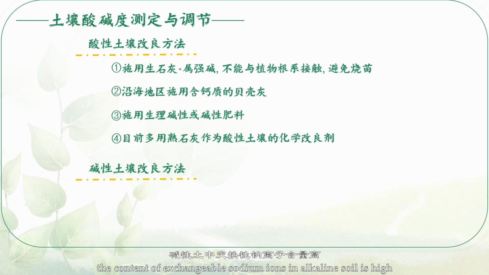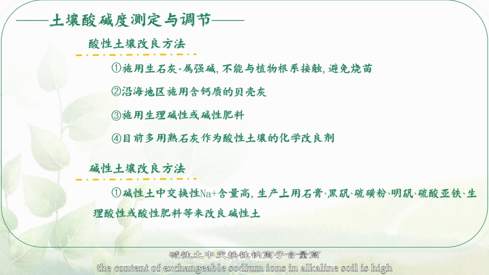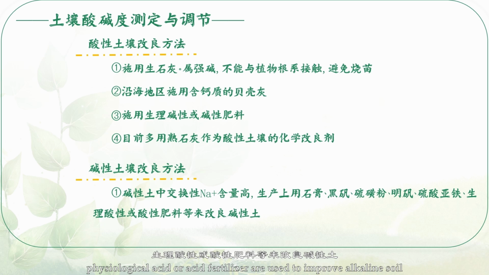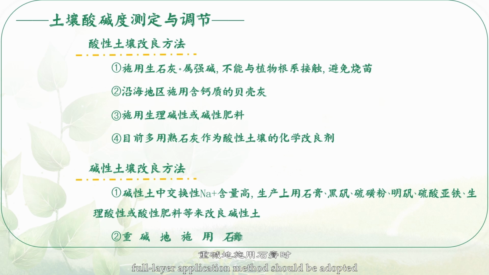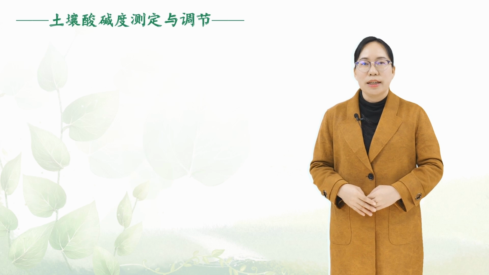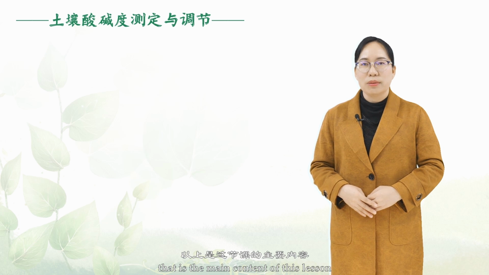2. The content of exchangeable sodium ions in alkali soil is high. In production, gypsum, alum, sulfur powder, ferrous sulfate, physiologically acidic fertilizer, or acid fertilizer are used to improve alkali soil. Full layer application methods should be adopted when applying gypsum in heavy alkali soil. Okay, that is the main content of this lesson. See you!